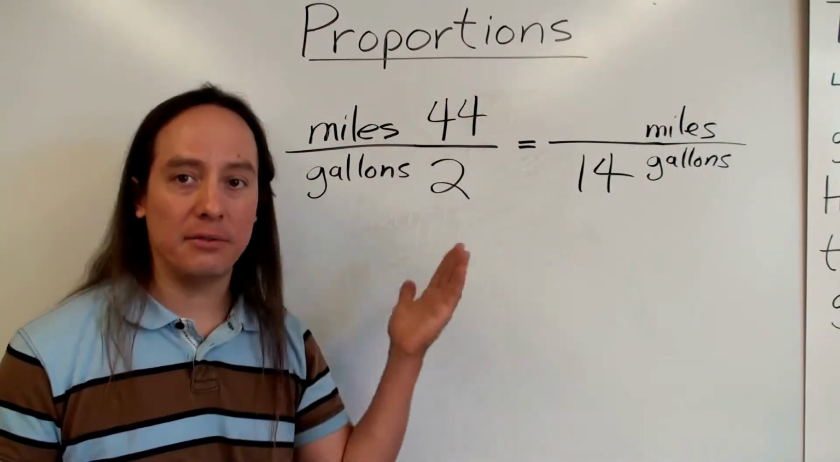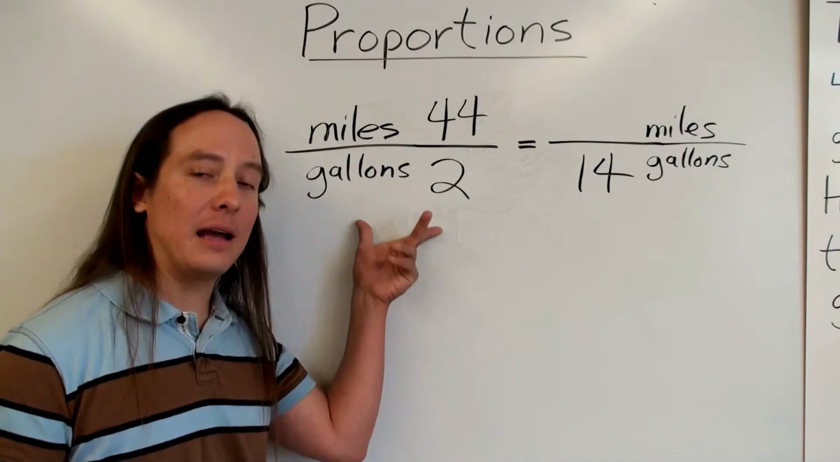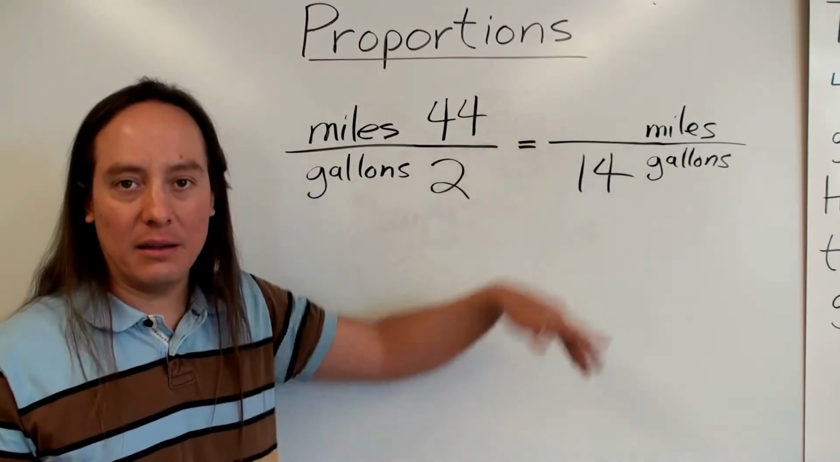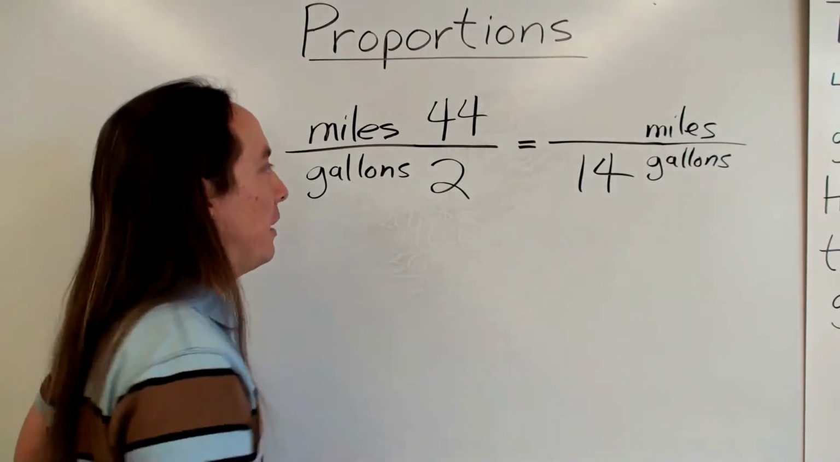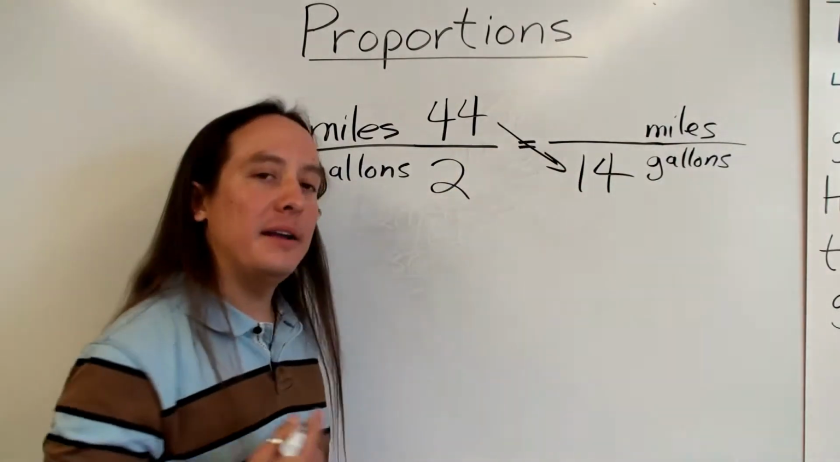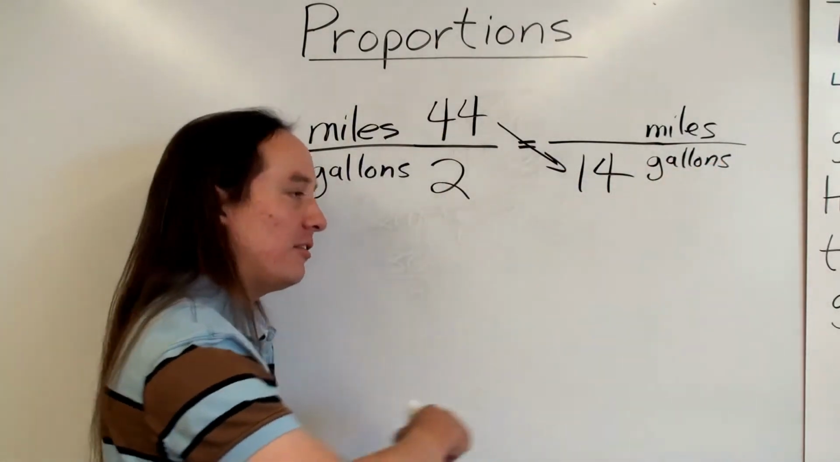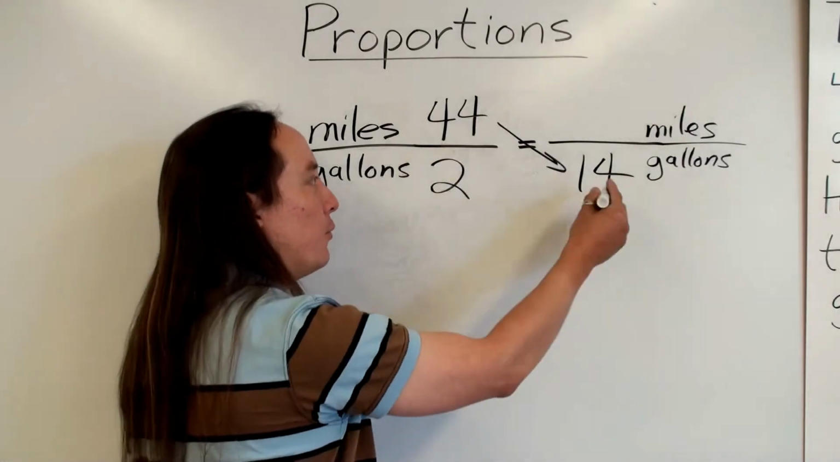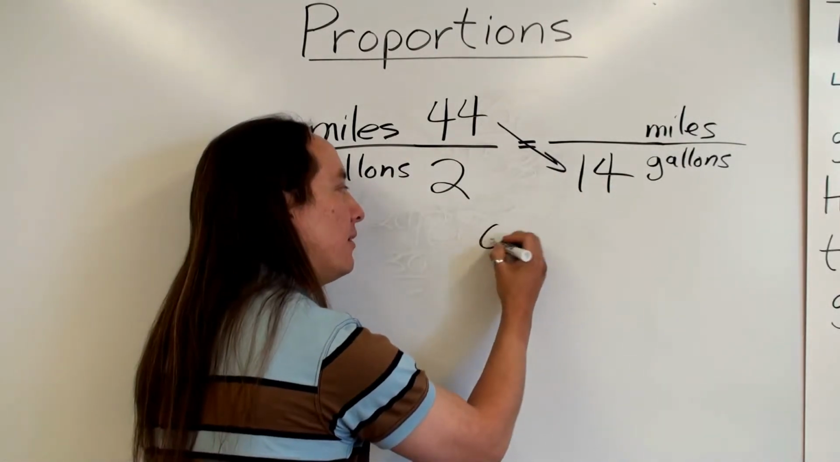They gave us 44 miles first. It's in the numerator, 2 gallons second, and then we just got to situate the last value. So we're ready to solve. Remember, it's multiplying diagonally. In this one, it's this way. It just depends on the problem, right? So 44 times 14 is 616.